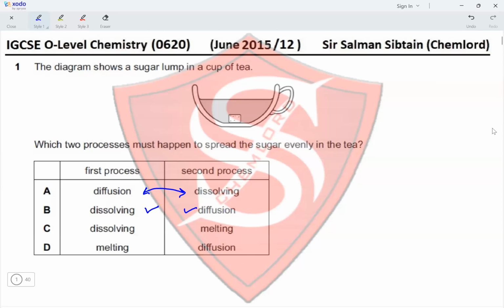In option C, it says dissolving, which is correct, and then melting. It does not need to melt. So this is incorrect. And so is the last one, melting and diffusion. The sugar lump does not need to melt. It needs to dissolve and then diffuse in order for it to spread evenly in the tea. Therefore, option B is the correct option for this question.